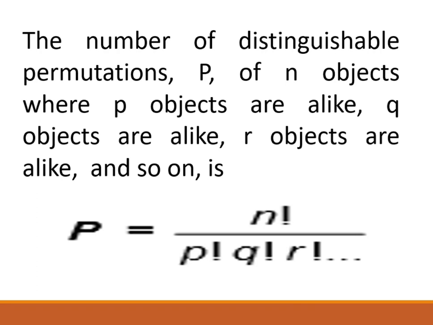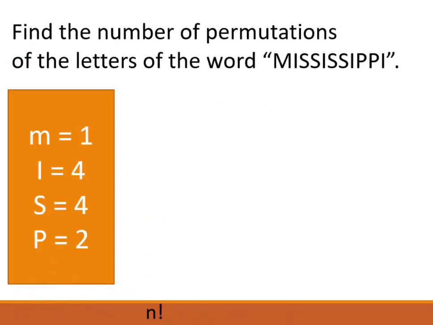P is equal to n factorial over P factorial, Q factorial, R factorial, and so on. Para makuha natin kung ano yung n, bibilangin lang natin kung ilang letters yung binigay na word. So, we have 1, 2, 3, 4, 5, 6, 7, 8, 9, 10, 11. Meron tayong 11 letters para sa word na binigay.